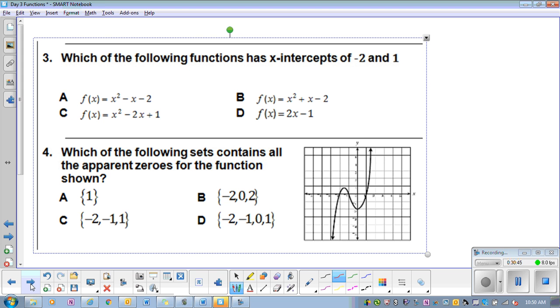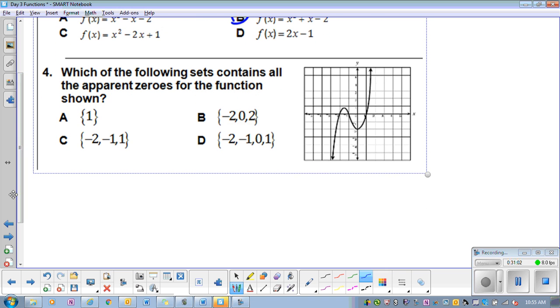Yup. And then which of the following sets contains all the apparent zeros for the function shown? You should be able to do 3 and 4. B? Yeah. All right, how about number 4? Where are the apparent zeros? Guys, remember, zeros is the same as x-intercept, right? Where are they? -2, -1, 1. Yup. If they ask you for the apparent zeros, they're saying which ones are the ones that you can see, that are clearly there.